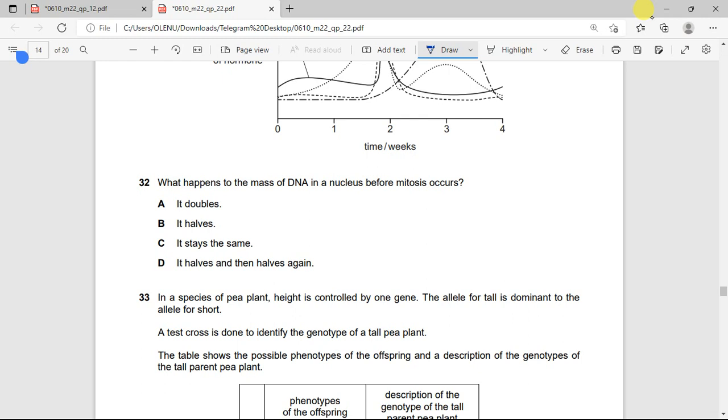Now, what happens to the mass of DNA in the nucleus during mitosis? Before mitosis occurs. Sorry, mass of nucleus before mitosis occurs. Now, simple. It needs to divide into 2 equal of the same. So it halves, no, it stays the same, no, it halves, and then no, it doubles.